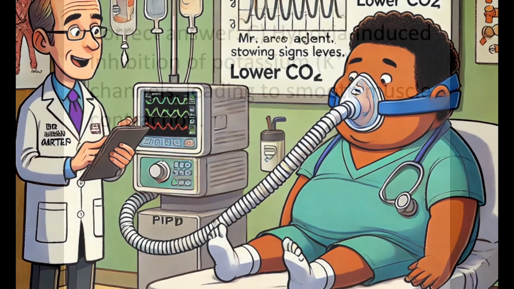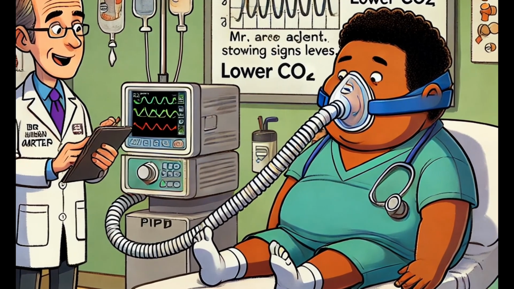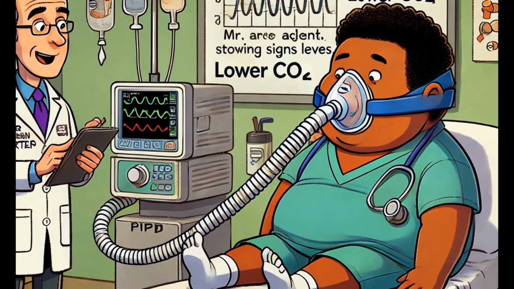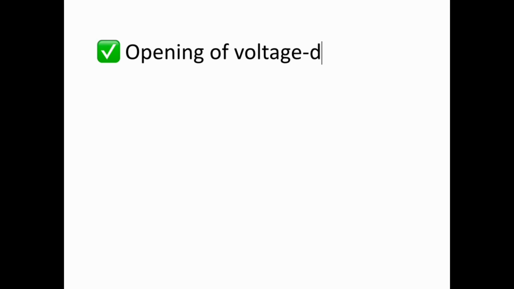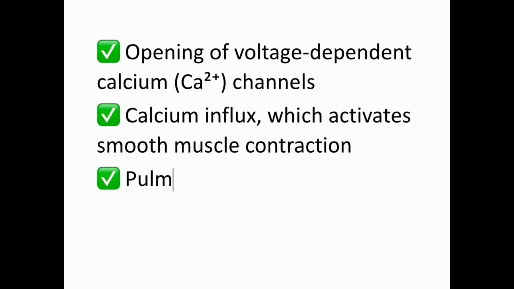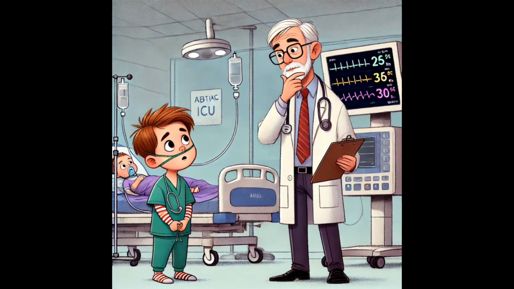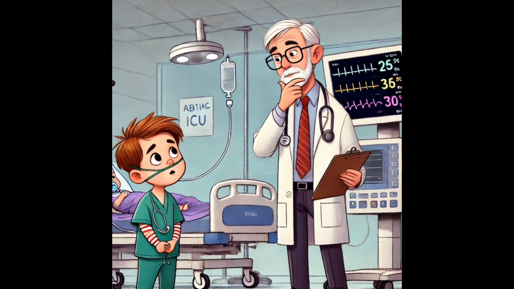In pulmonary artery smooth muscle cells, low oxygen levels inhibit O2-sensitive potassium, K+, channels, leading to membrane depolarization. This triggers opening of voltage-dependent calcium, Ca2+, channels, causing calcium influx, which activates smooth muscle contraction and pulmonary arterial vasoconstriction. This response helps shunt blood away from hypoxic regions, ensuring better oxygenation in ventilated alveoli.